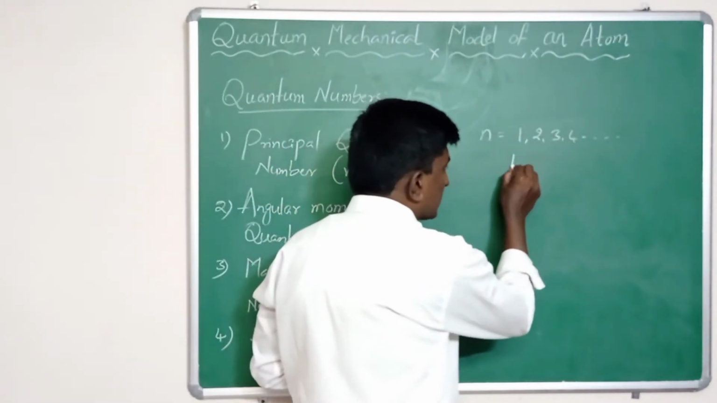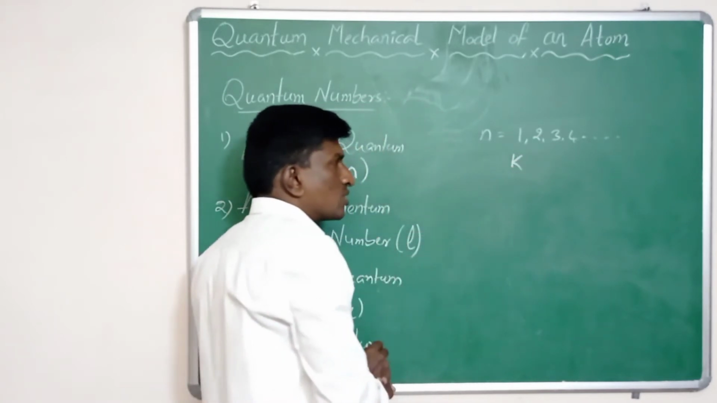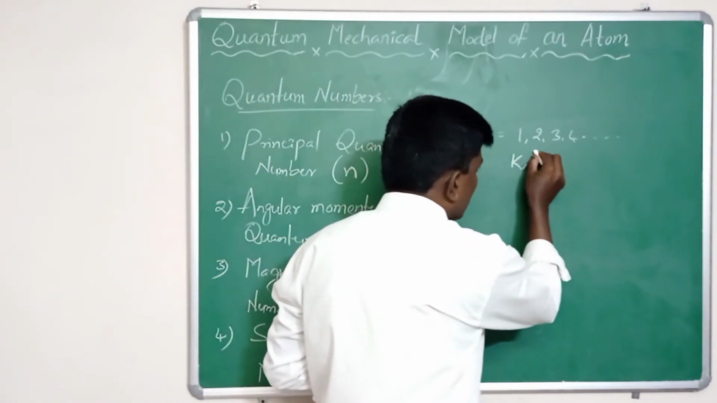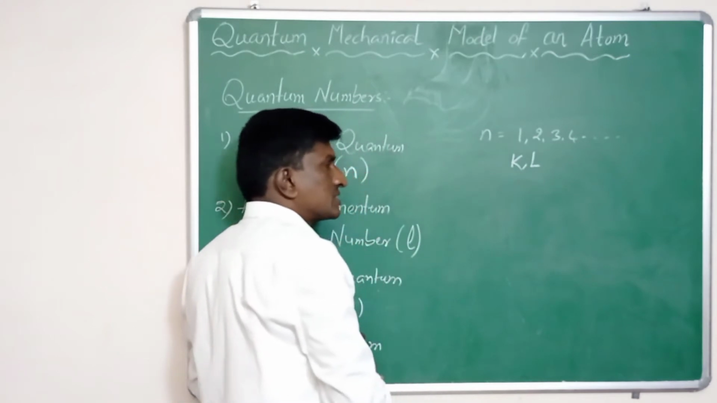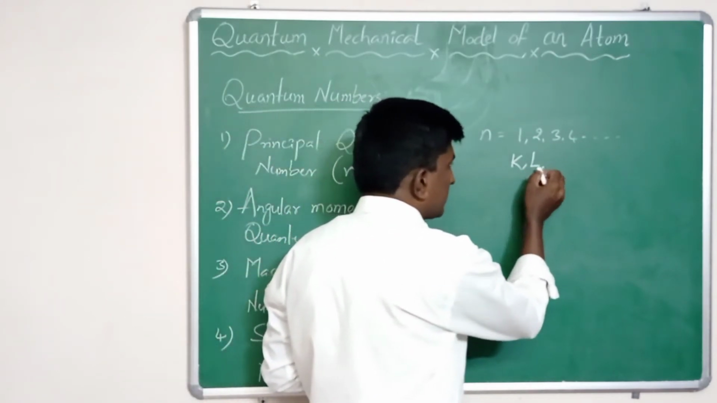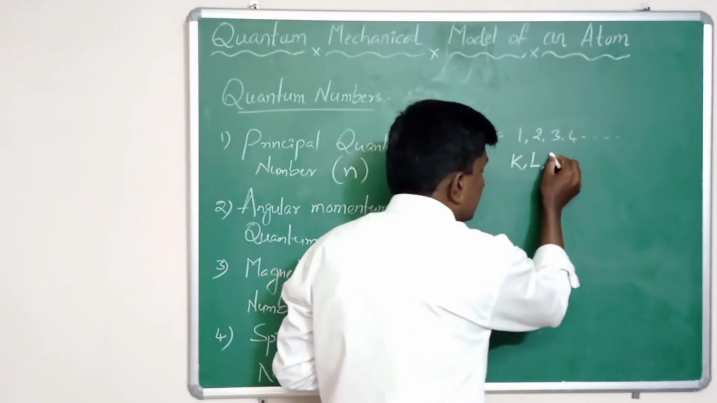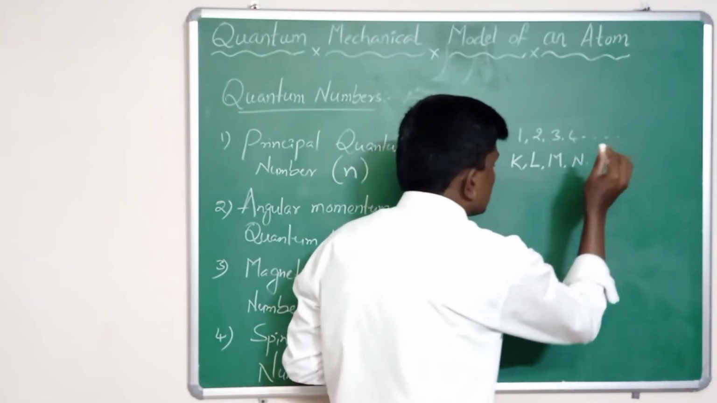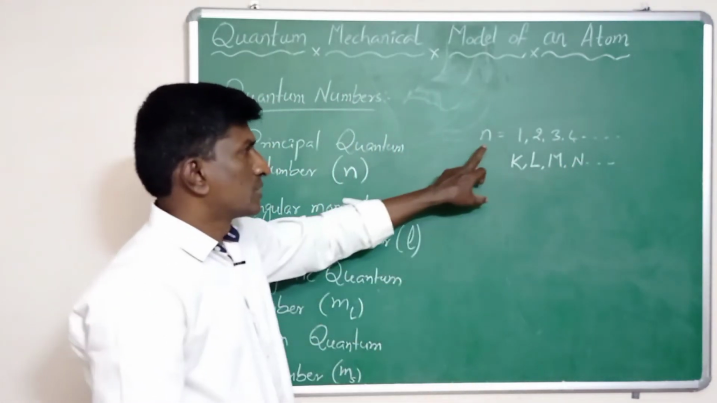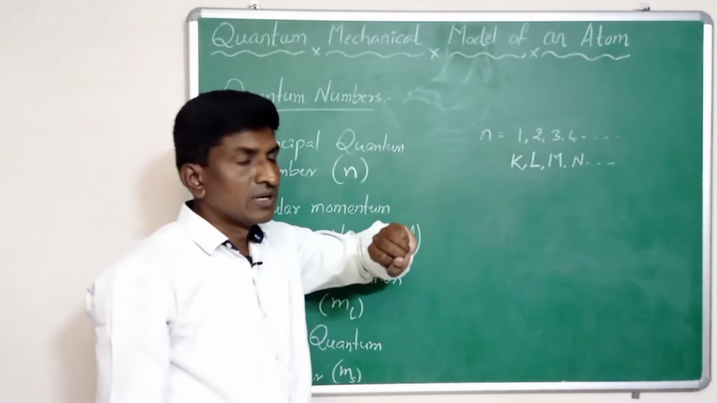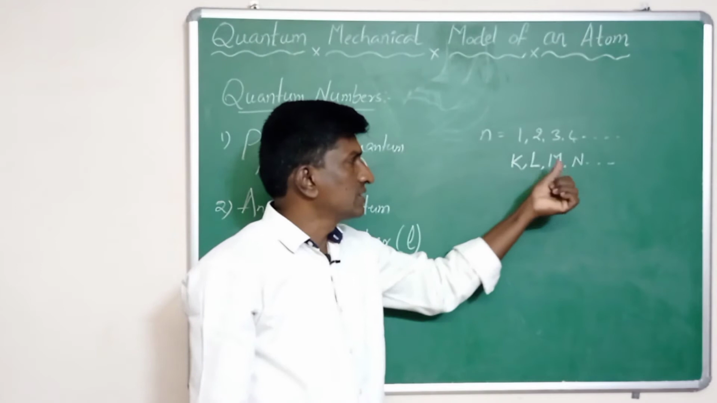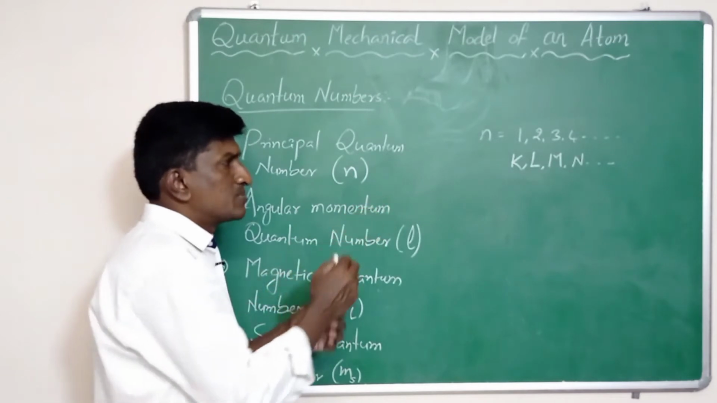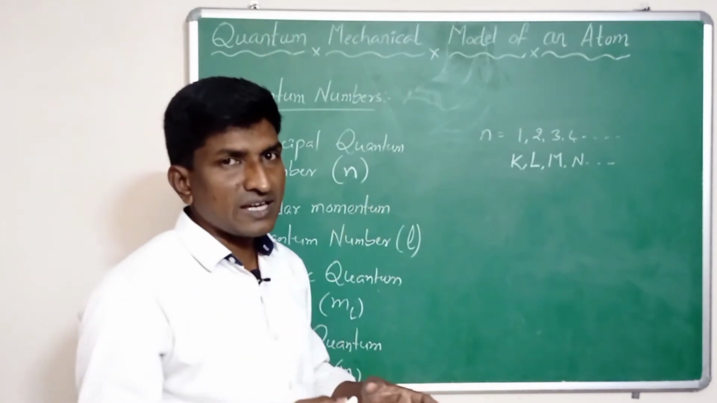If n equal to 1, then this is the first orbit, represented with K, and if n equal to 2, this is the second orbit and represented with L. If n equal to 3, then this is the third orbit and represented with M, and N, and so on. The values for the principal quantum number are 1, 2, 3, 4, and these orbits are represented with K, L, M, N. Then, how does this principal quantum number explain the size and energy of the atom?